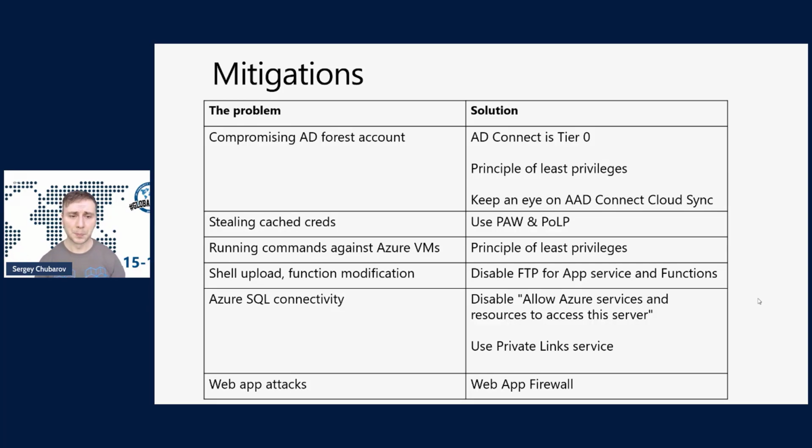Shell upload or function modification: disable FTP access for app services and functions. Azure SQL, when I was able to connect: first of all, disable this very popular option, allow Azure services and resources to access the server, and use private links as well. I know it's still possible to compromise through a web application, but you have fewer chances here. And of course, for web application attacks, use a WAF, web application firewall.